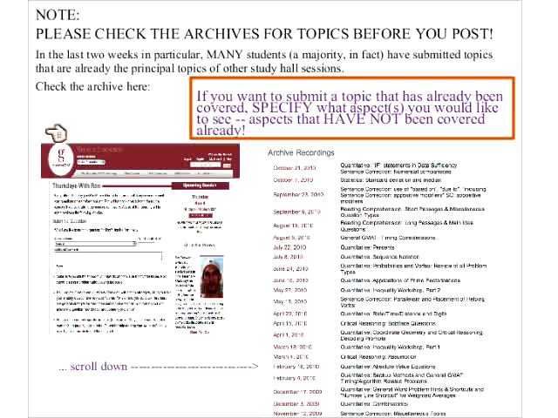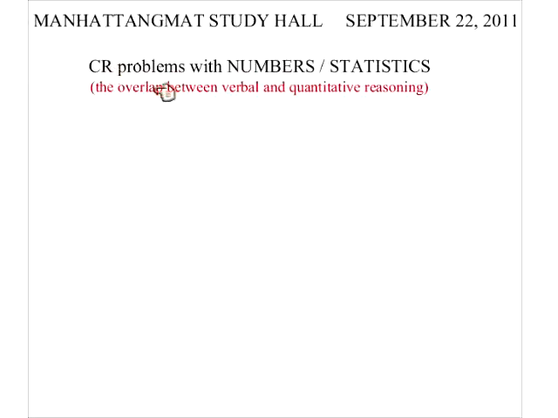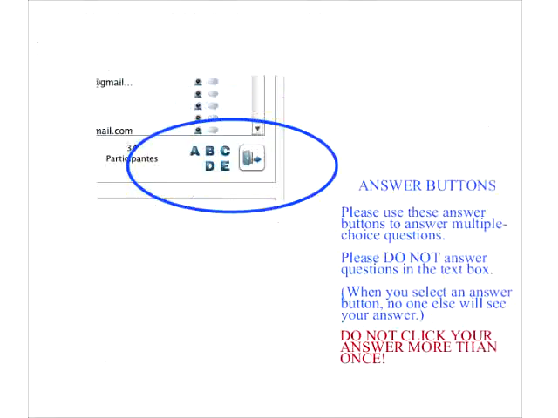Okay. So again, for those of you who are just getting here, today's topic is critical reasoning problems with numerical or statistical statements in them. So we're going to go ahead and get started on these and see what kinds of general ideas we can draw from them. Also note, if you're an old-timer here, you already know this, but there are answer buttons. There are now answer buttons on your left that look like that.